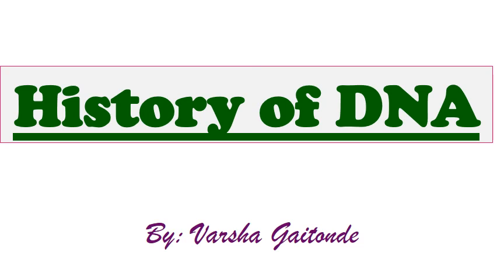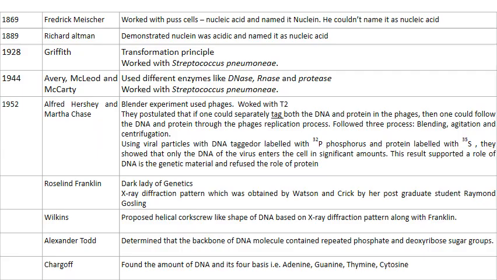I am Varsha Gaitonde and in this video we shall discuss the history of DNA. The history of DNA starts with Fred Miescher's work in 1869, who worked with pus cells, that is nucleic acid, and named it as nuclein. He could not name it as nucleic acid. Then in 1889, Altmann demonstrated nuclein was acidic and named it as nucleic acid. So the exact meaning for nucleic acid was given by Altmann in 1889.